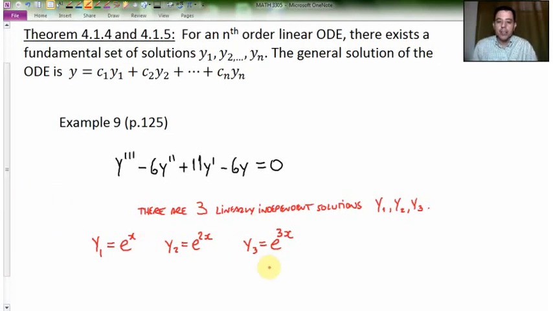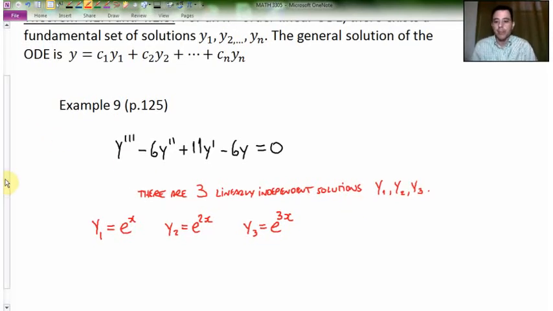Anyway, these are the three linearly independent solutions. Because they're linearly independent, they form a fundamental set. So those are the minimum number of solutions that can construct all the other solutions that could exist. Now, they give you these three solutions, and it's a good exercise to check that each one of these three satisfies the ODE. And it's very simple to check.